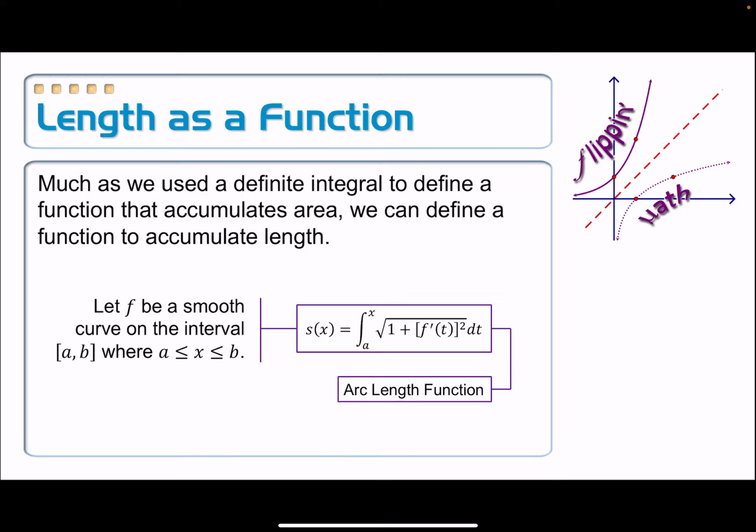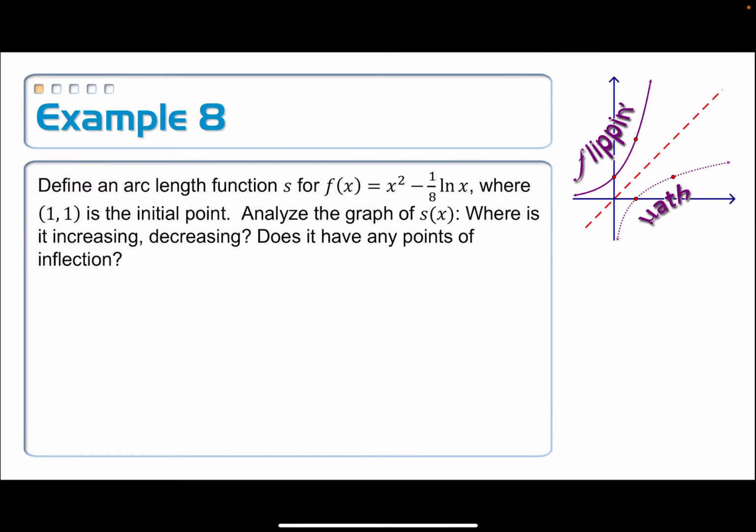So for example, if this was a 1 down here, just as an example, and I put a 2, then s of 2 is finding the arc length from 1 to 2. s of 4 would find the arc length from 1 to 4, and so on. I'm going to plot this as a graph. Let's take a look at an example of this.